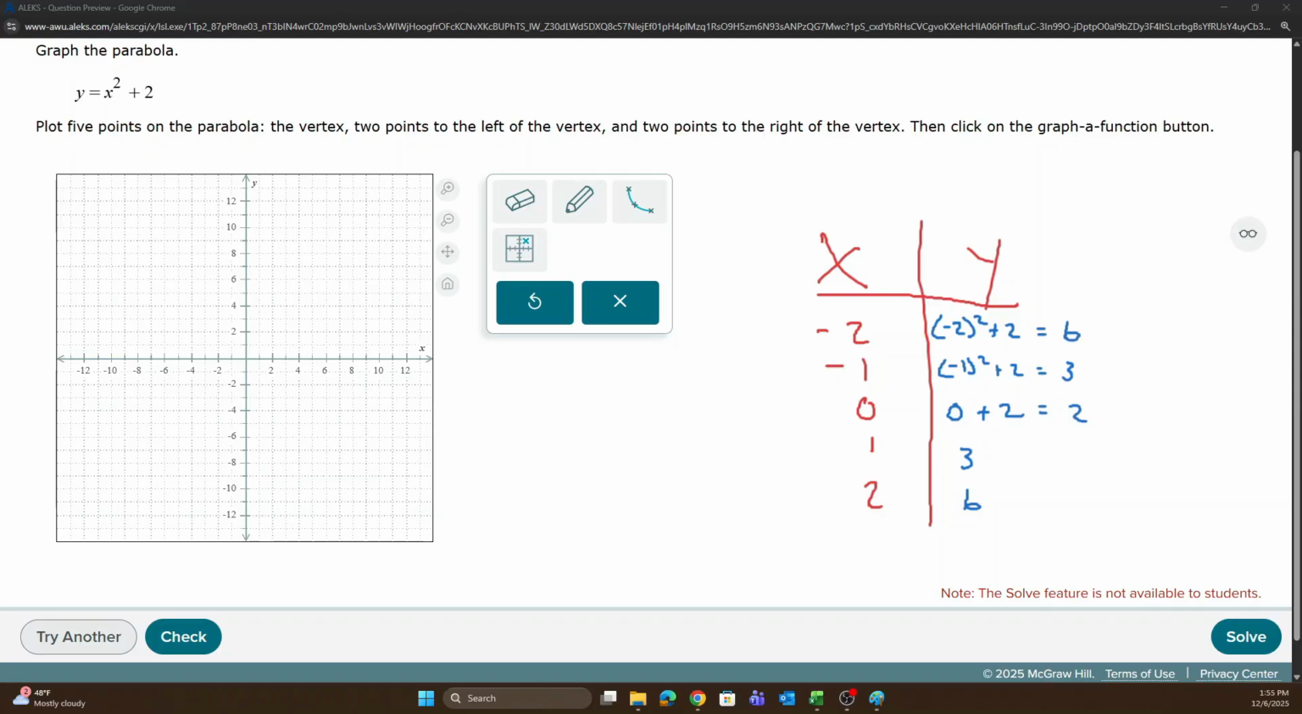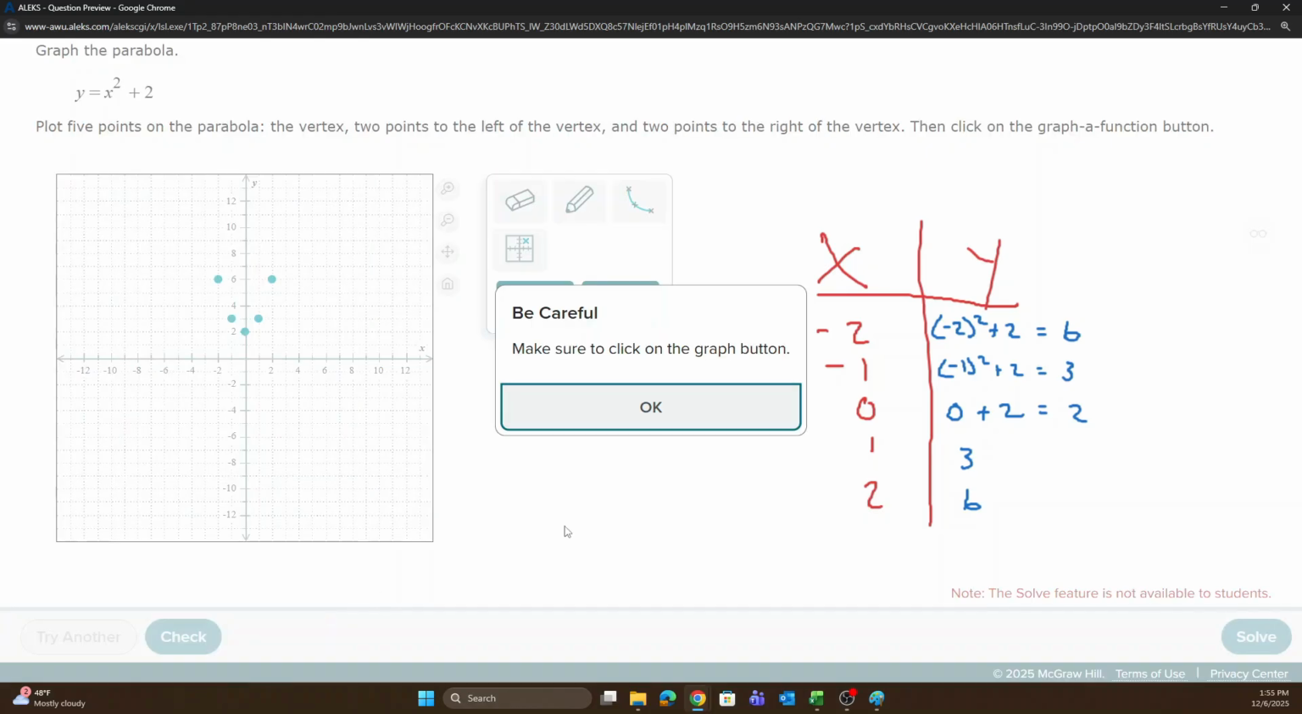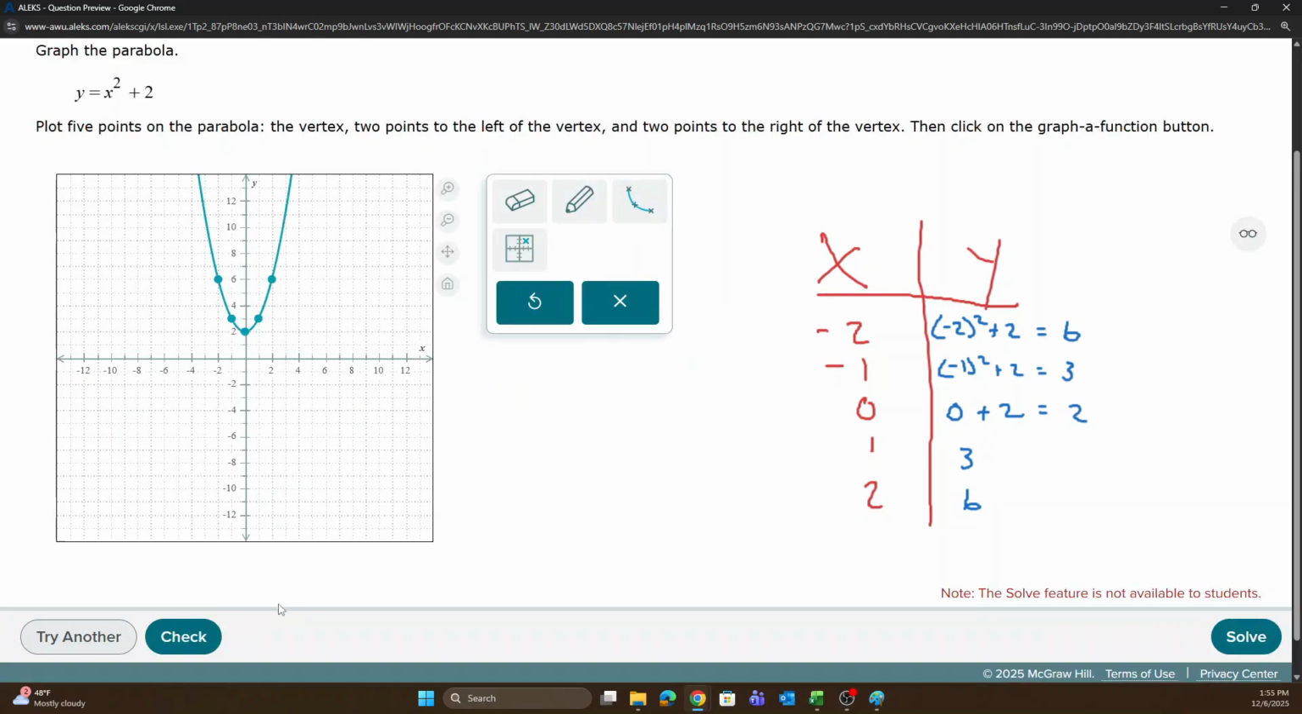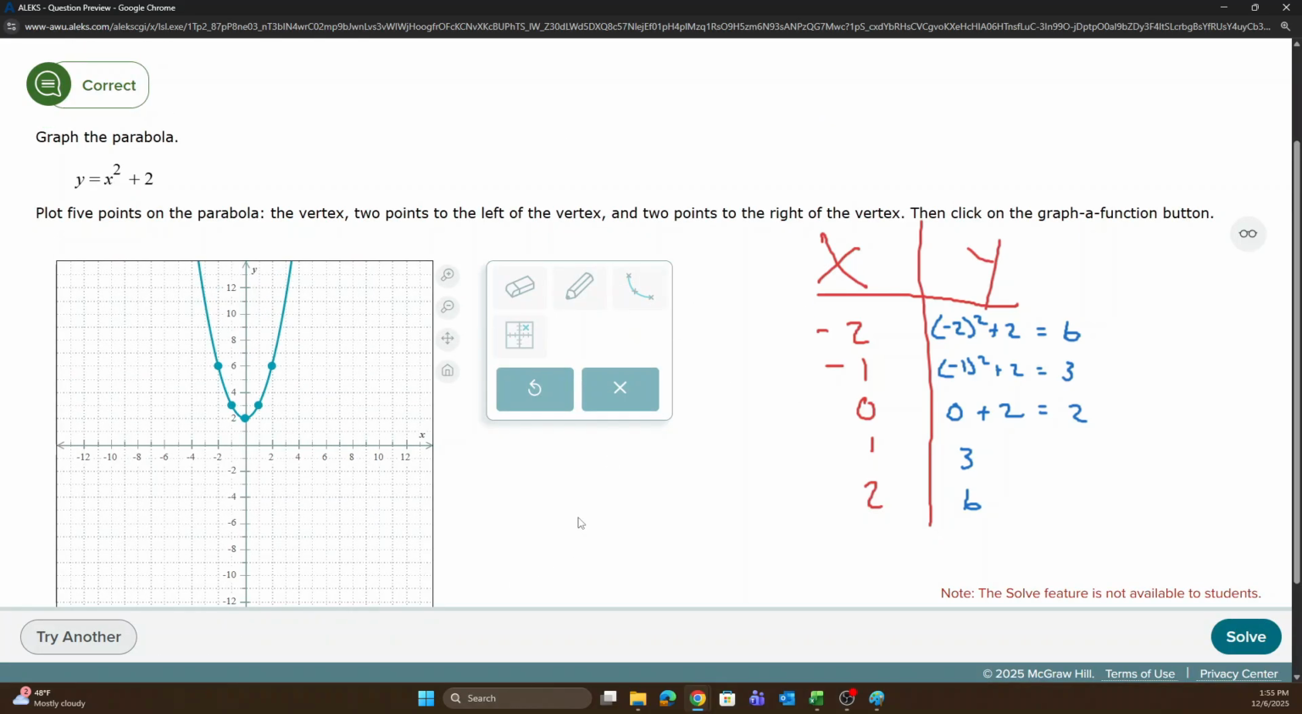By symmetry, let's go ahead and put them in. 2, 3, 6, and 6. We're going to hit check. Oh, got to hit graph. Then we check. And we're good.